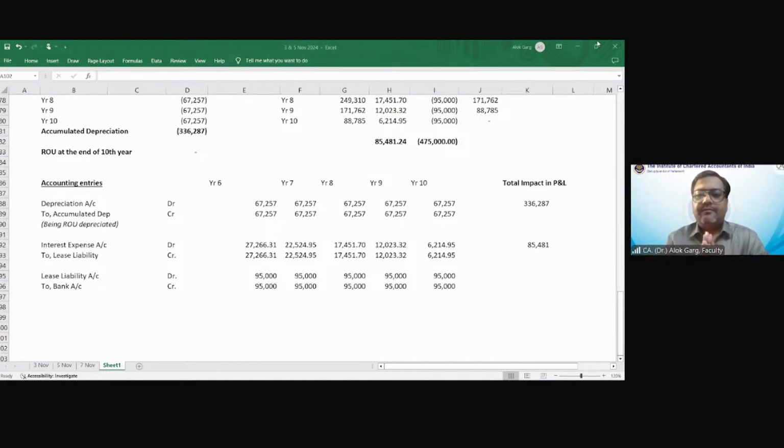So let me tell you, in May 2025, there is 100% chance that a question will come from this standard. At least 8 to 10 marks. There is a 100% chance, and I can tell you this with my experience.